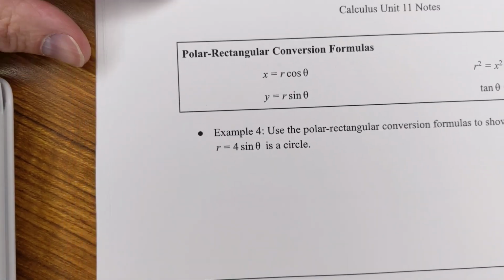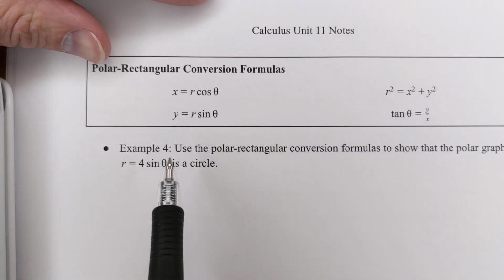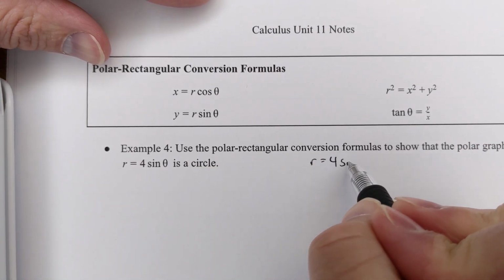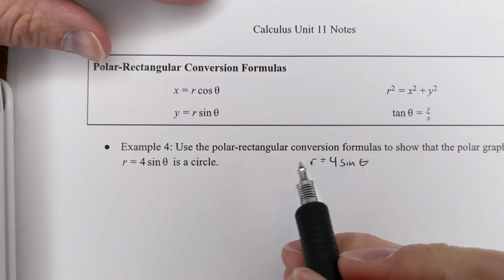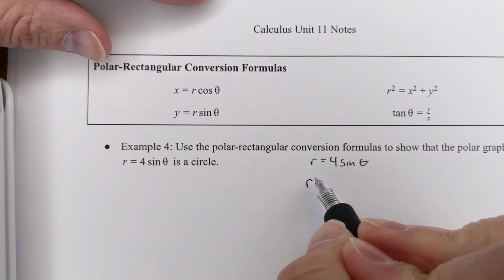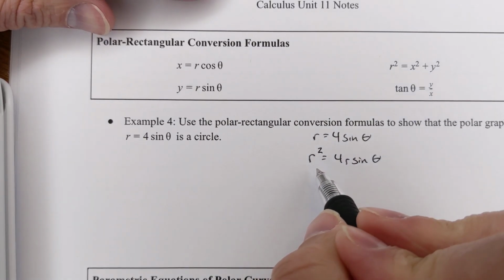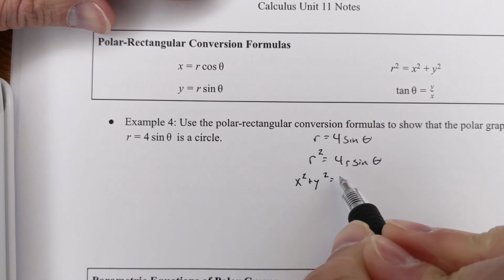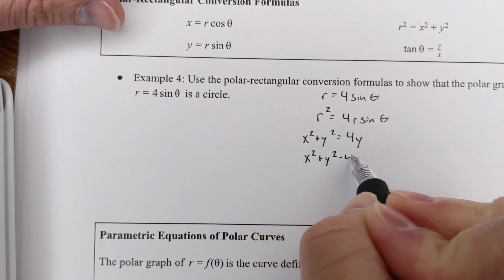All right, so here's the equations we had before. This one's a little bit different because I didn't move the tangent over yet, but same thing. Use the polar rectangular conversion to show the polar graph of r equals 4 sine theta is a circle. Let's see here. So I don't have anything to do with sine. I have an r sine. So what I need to do is multiply both sides by r, which gives me this. Well, r squared is x squared plus y squared. R sine is y. So I need to bring everything to one side.